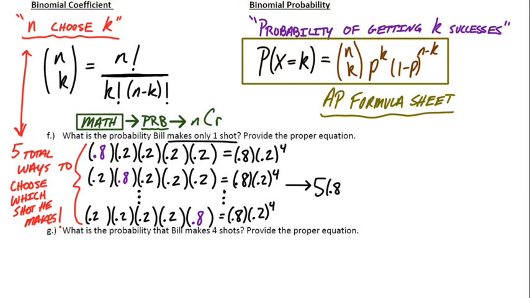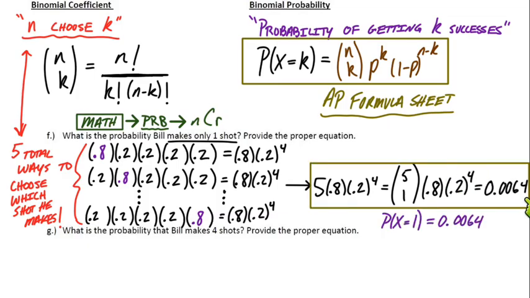And since we have 5 different ways for this to occur, if we add all these up, we'd have 5 times this 0.8, like 1 success and 4 failures. Or if we had it written the way the formula writes it, it would be 5 choose 1, right? 5 total trials, choose 1 success, and then 0.8 to the power of 1, that's our 1 success, and then 0.2 to the power of 4, because that leaves us with 4 failures, which our answer is 0.0064. Shouldn't be surprised because that's also the answer from the table. We just wanted to feature the equation that you might see on a multiple choice question.